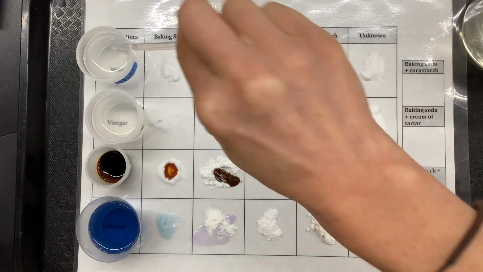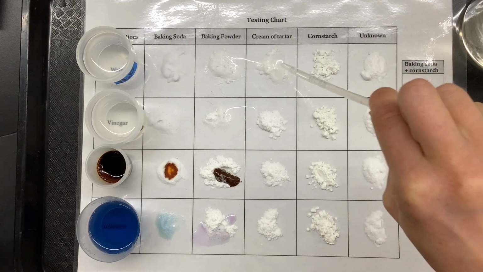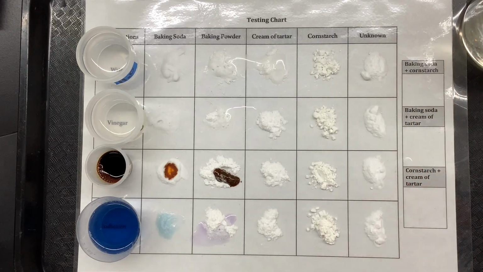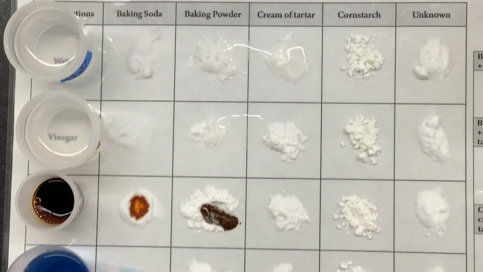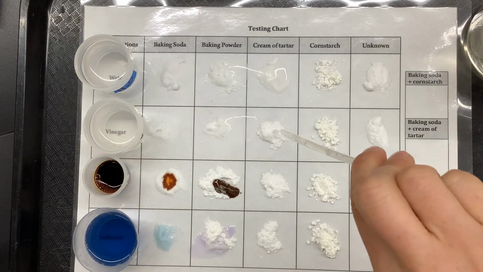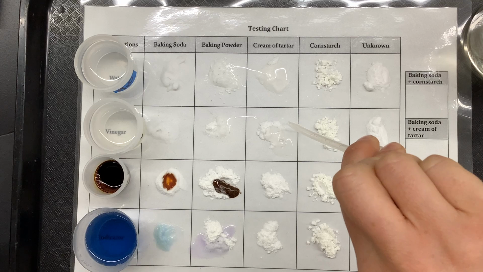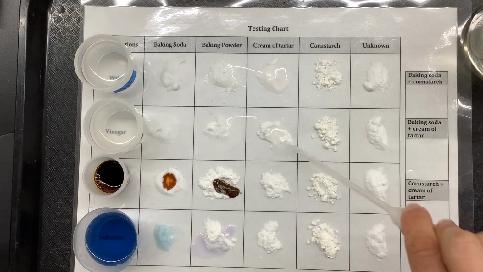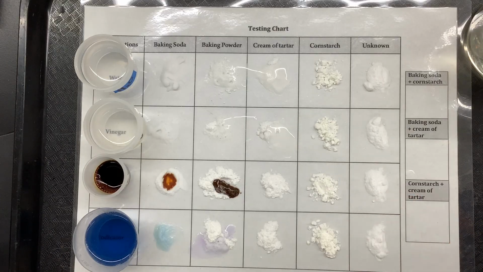Now let's do water and cream of tartar. I don't think I see any bubbles forming, and it's still white for cream of tartar and water. Okay, let's try vinegar and cream of tartar. Yeah, I don't think any bubbles are forming for vinegar and cream of tartar. So white and no bubbles for cream of tartar. Record that on your data table.